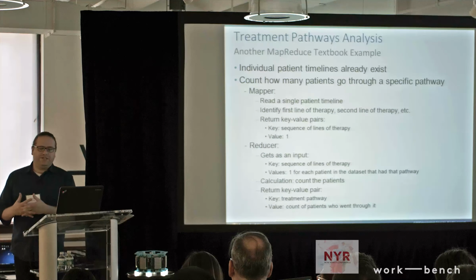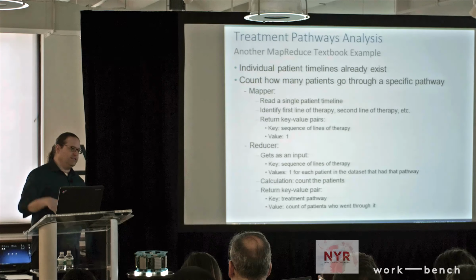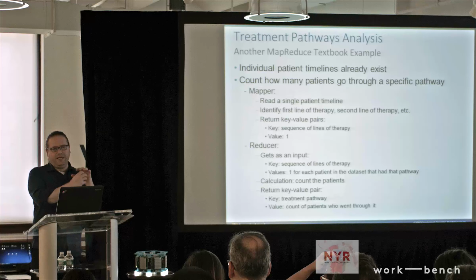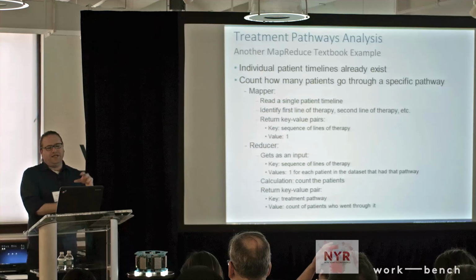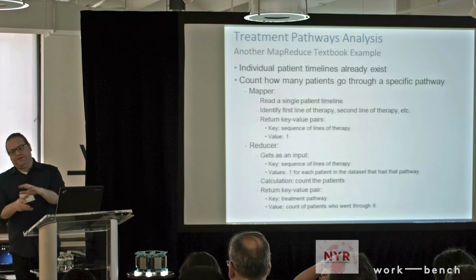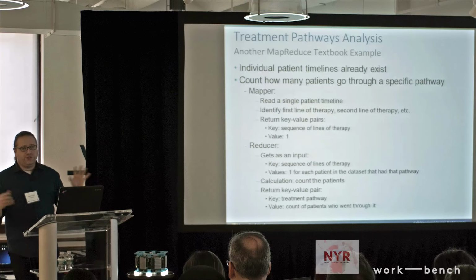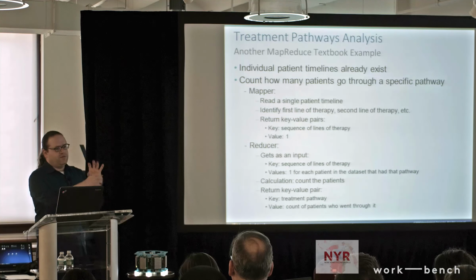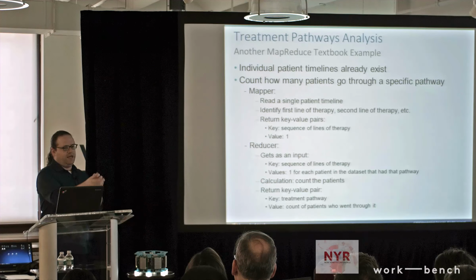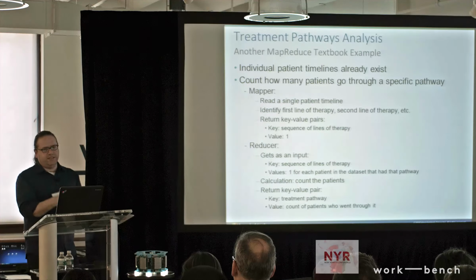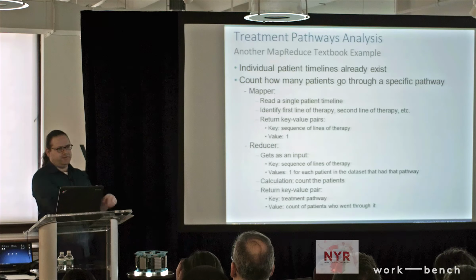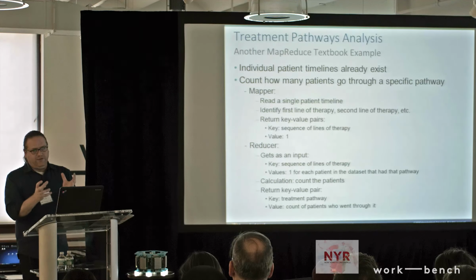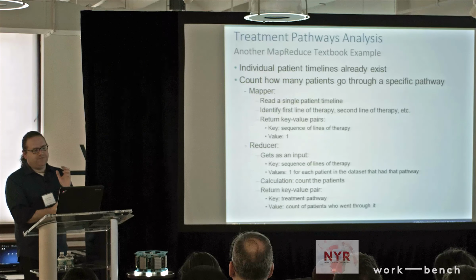So an individual patient timeline already exists. It's in Hadoop. We can go and analyze them. In this case, the mapper will read a single patient, the whole timeline. It will identify what's the first line of therapy, second line of therapy, all of those things, which could be very elaborate, right? Because the first line of therapy could be one of a set of procedures and diagnoses and maybe drugs, and drugs appear as procedures if they're given by injection and stuff like that. So you can do all of that, but again, you have to do it just within a single patient.